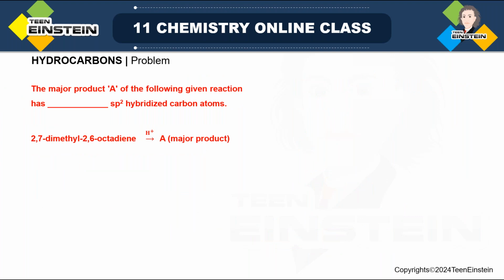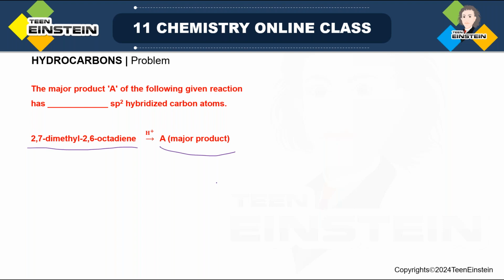The major product A of the following given reaction. So this is the given reaction. Now the major product A that you will get in this reaction has dash sp2 hybridized carbon atoms. So first you have to draw the major product A, its structure, and then you have to check how many sp2 hybridized carbon atoms are there.